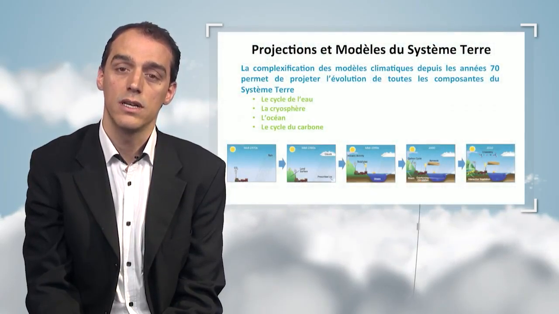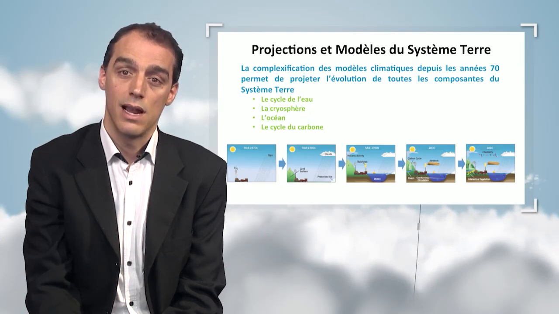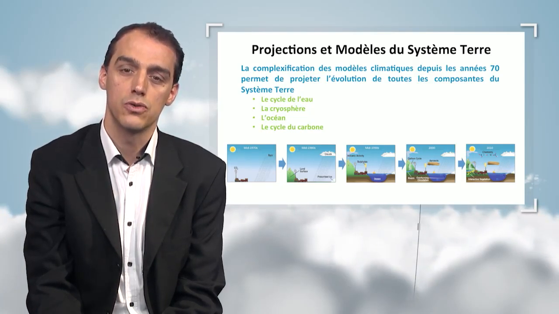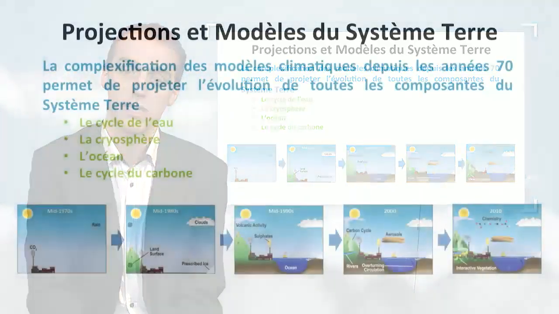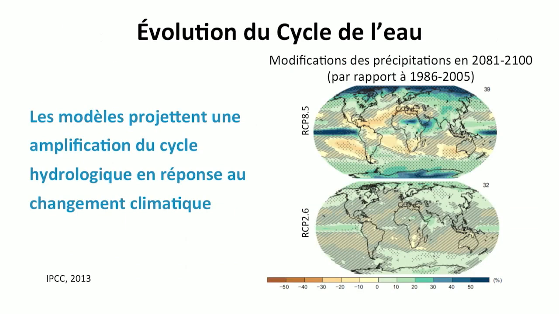On this first slide, you see how the climate models have evolved over the last few decades. More processes have been taken into consideration, more components in the climatic system. Therefore, we can make projections for all the components. The water cycle is one of the essential components in the climate system. Climate models show that the water cycle is going to be amplified in response to climatic changes.